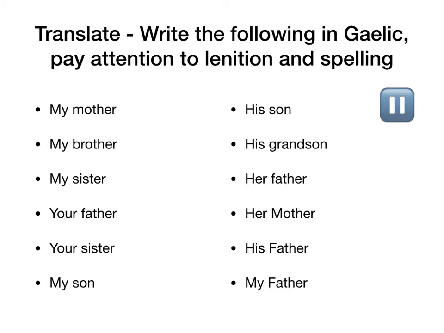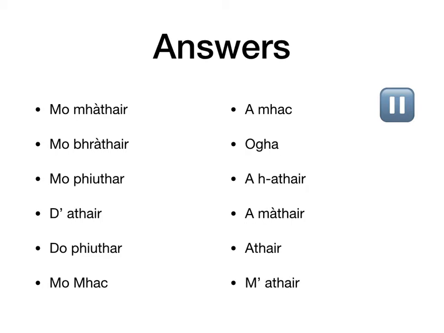And you can pause the slide, and once you're done, you can move to the next slide where the answers are. So here are the answers, mo mhathair, mo bhràthair, mo phiuthar, d'athair, and so on. So remember, his doesn't appear if it's a word beginning with a vowel.